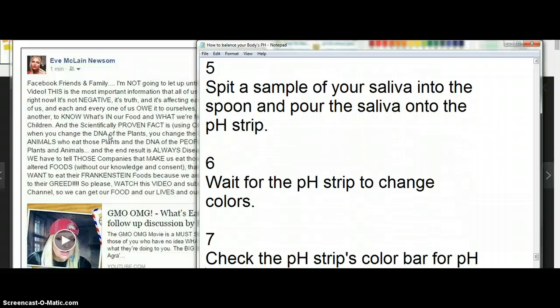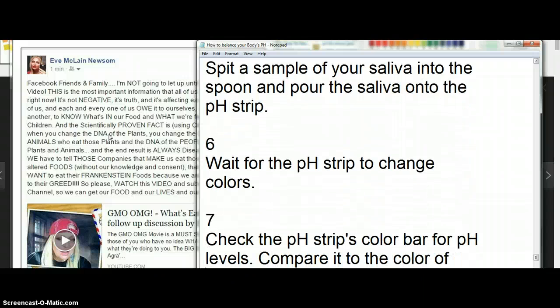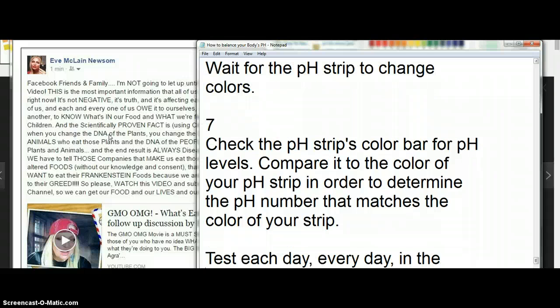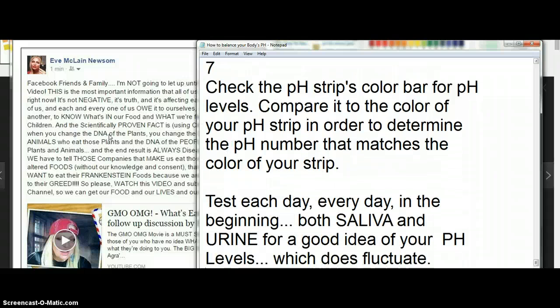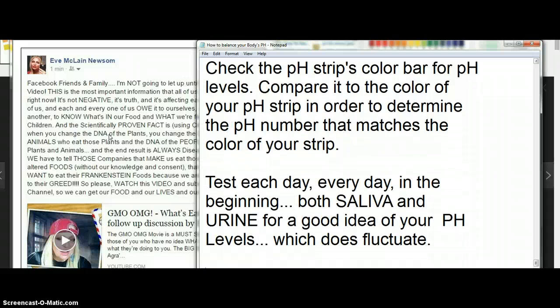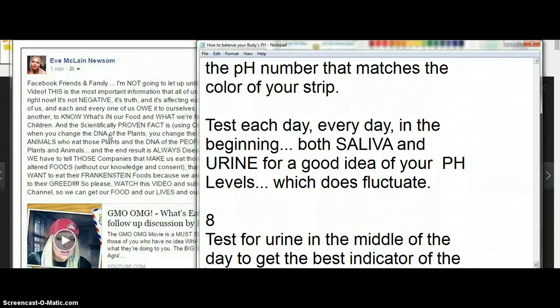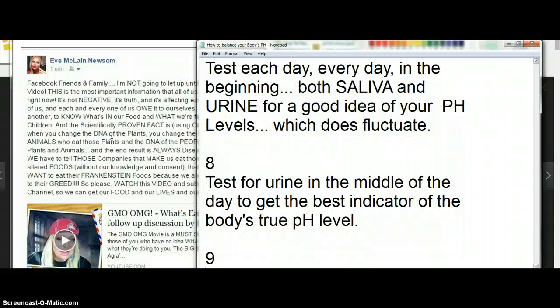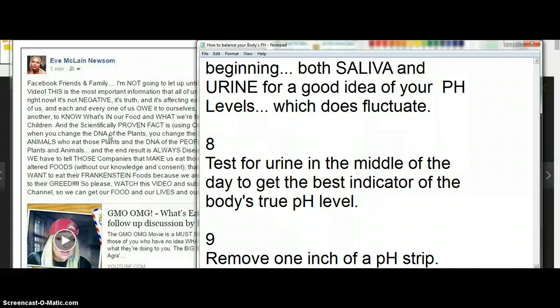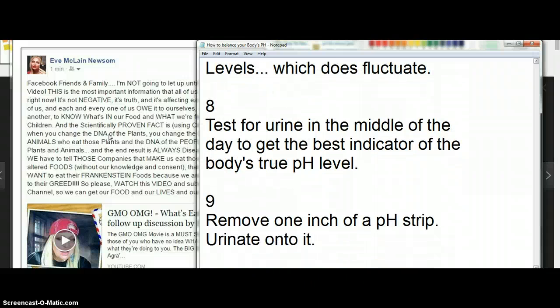Remove 1 inch of a pH strip and spit a sample of your saliva into the spoon and pour the saliva onto the pH strip. Wait for the pH strip to change colors. Check the pH strip's color bar for pH levels. Compare it to the color of your pH strip in order to determine the pH number that matches the color of your strip. Test each day, every day, in the beginning, both saliva and urine for a good idea of your pH levels, which does fluctuate.